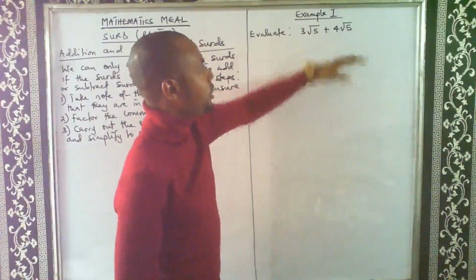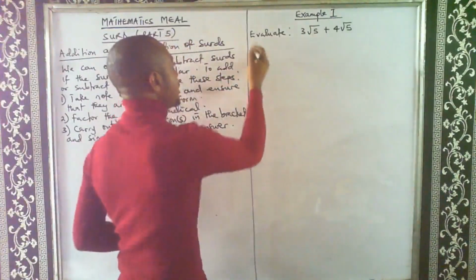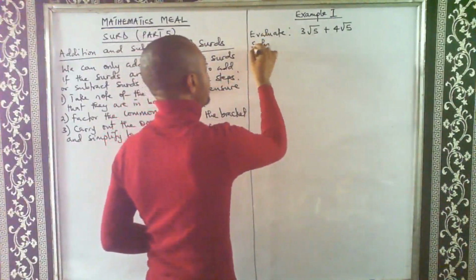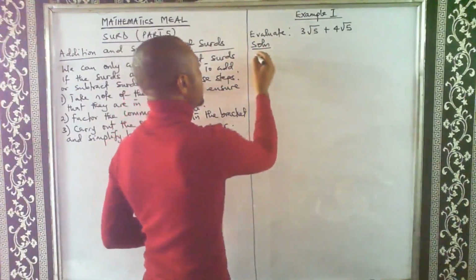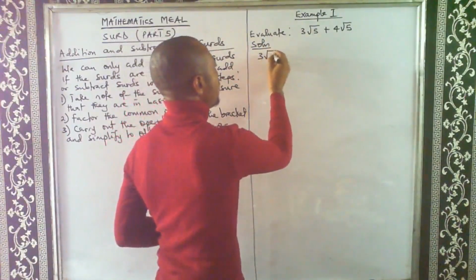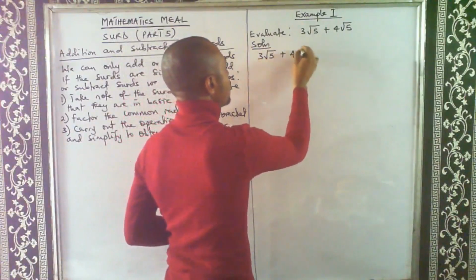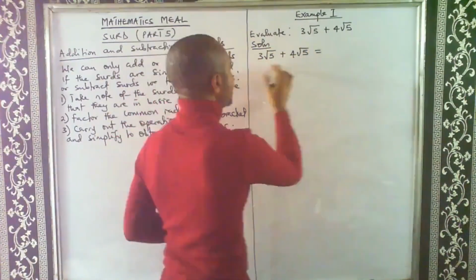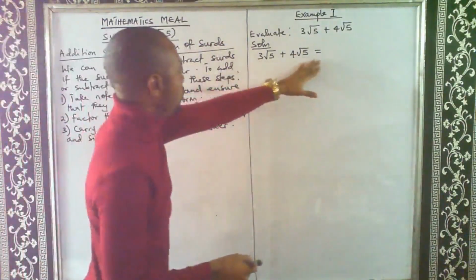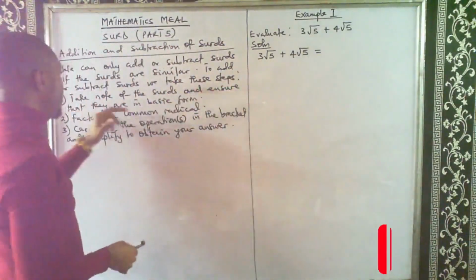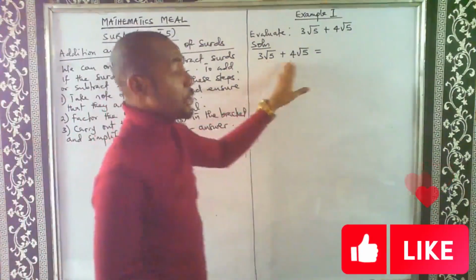So we have these 2 surds that we want to add: 3 root 5 plus 4 root 5. We take note of the surds. So we are taking note and ensure that they are in basic form. Already these surds are in basic form.